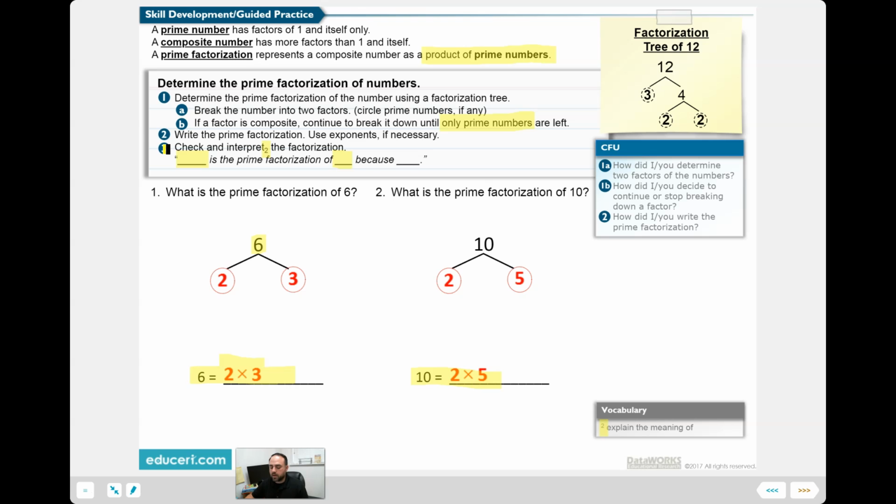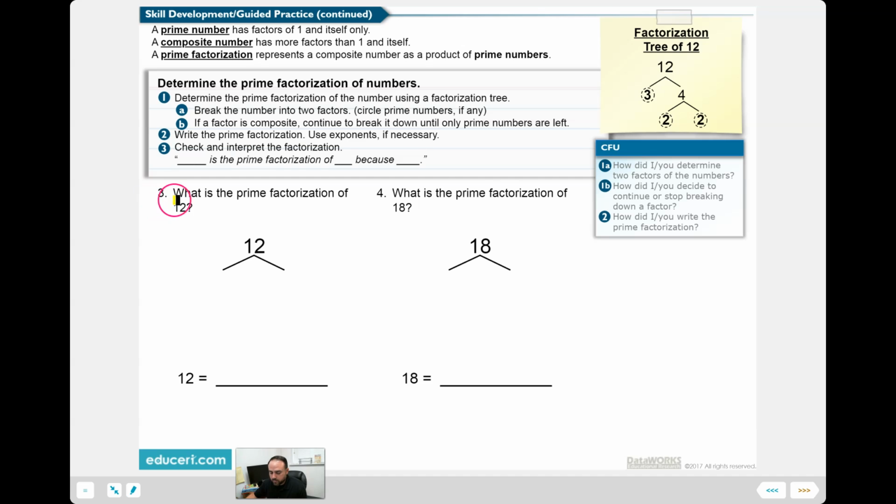Step 3. Ready, read. Check and interpret the factorization. Use the information from problem 2 to read your final statement. 2 times 5 is the prime factorization of 10 because it represents 10 as the product of prime numbers.